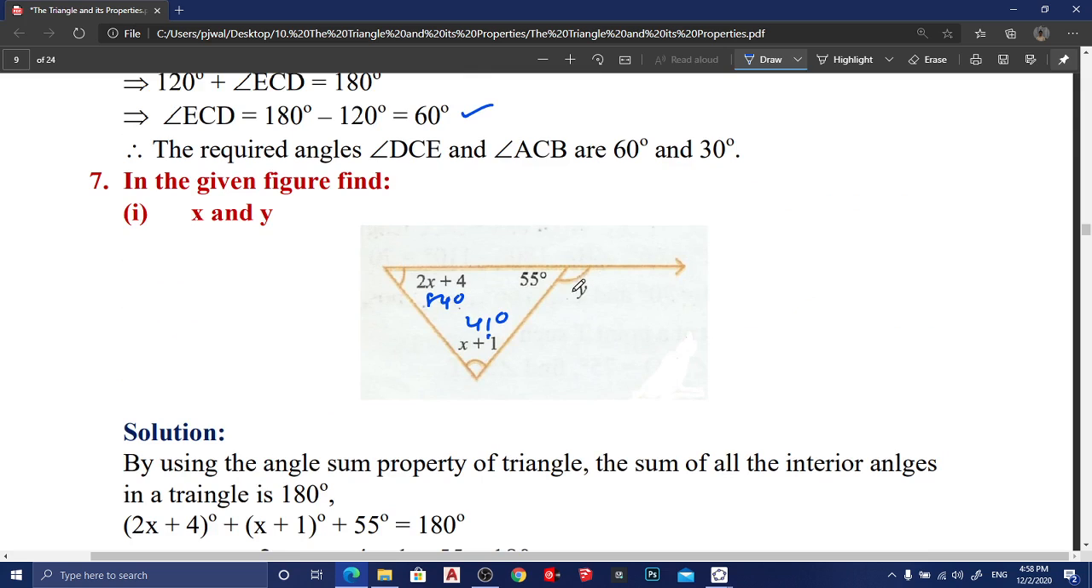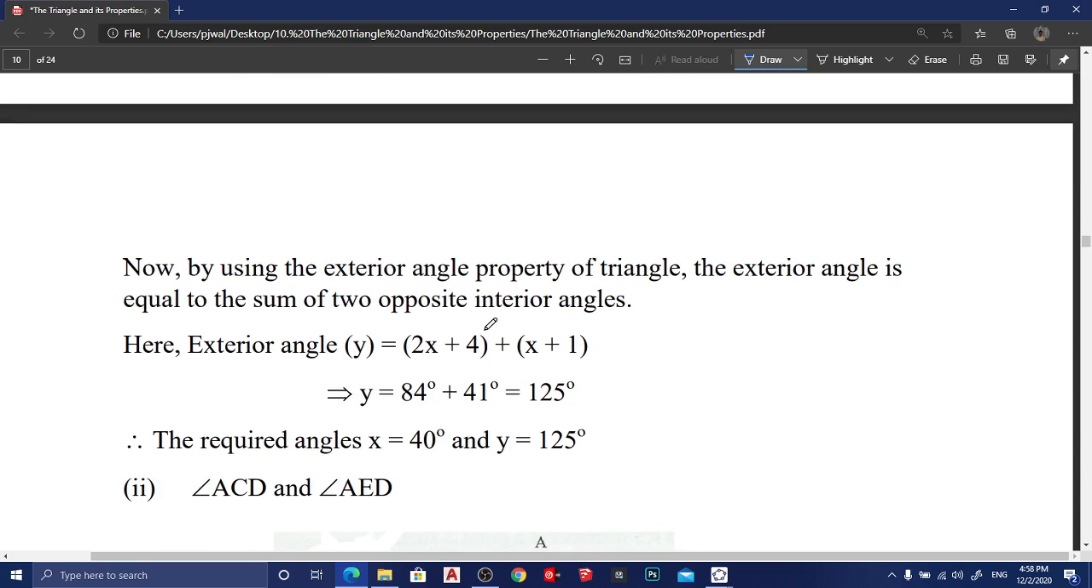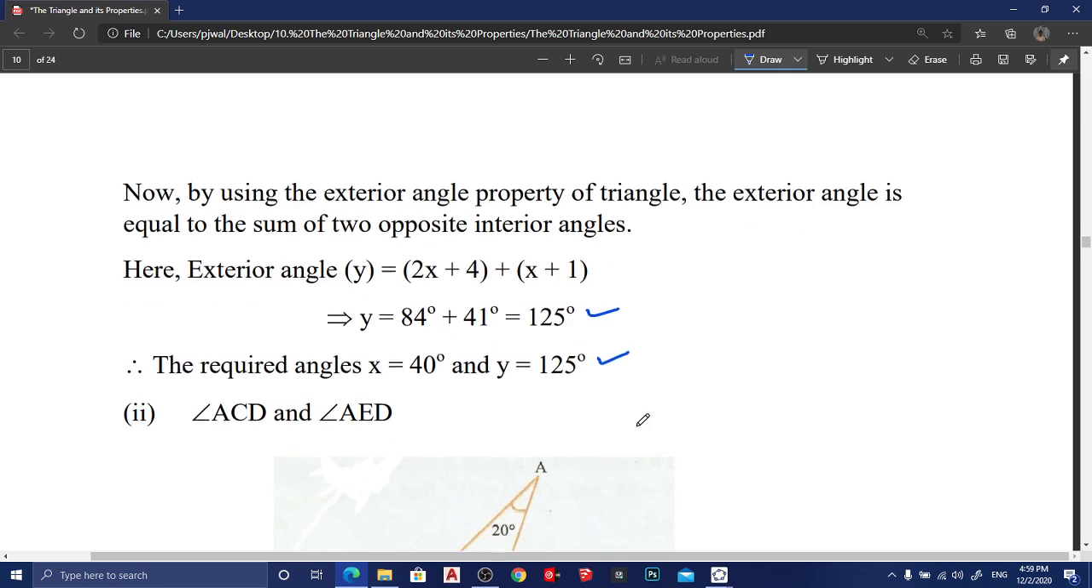So you can find out the exterior angle just by adding these two. Now y is equal to how much here? 84 plus 41, which is 125 degrees. By using the exterior angle property, y is equal to 2x plus 4 plus x plus 1. That implies y is equal to 84 plus 41, which is 125 degrees. So these are the required angles. x is equal to 40 and y is equal to 125.